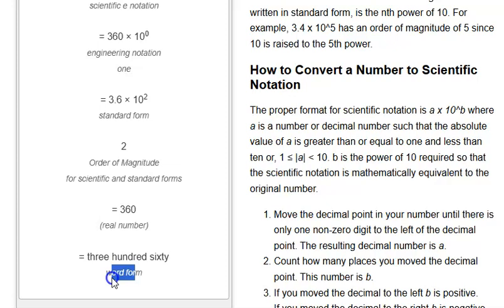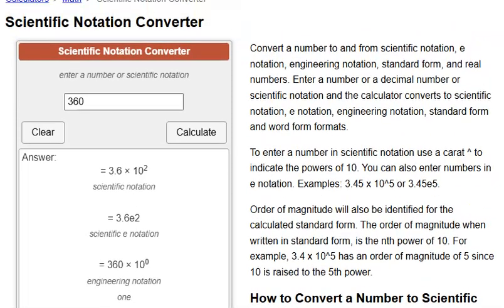Now, if you scroll down, the calculator tells you the word form, that this is 360 in the word form. They go as far as telling you that this is the real number, 360. And they tell you that the standard form, which is similar to the exponential notation, is 3.6 times 10 to the 2, not minus 2, to 2, all right, because it's 360.